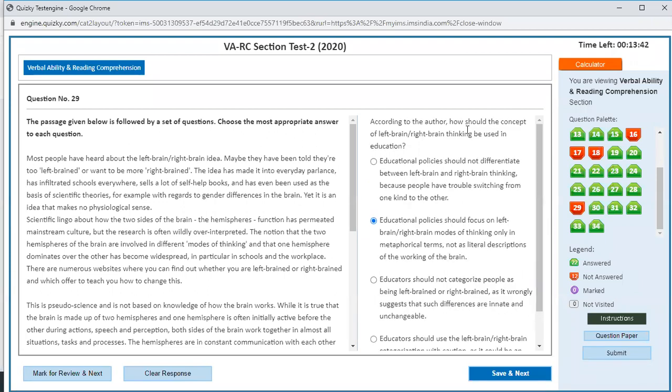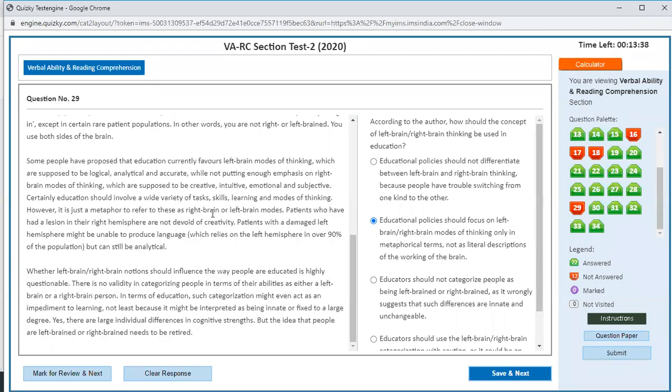Question क्या है? How should this concept? Sorry, should not. Okay, last paragraph. Whether left brain notion should influence the way people educate is highly questionable. There's no validity in categorizing people in terms of abilities as either a left brain person. Does education such as might even act as an impediment to learning, not least because it might be interpreted as being innate or fixed to a large degree? Yes, there are large individual differences in cognition, but the idea that people are left and right needs to be retired. Okay, how should the concept of left brain thinking be used in education?